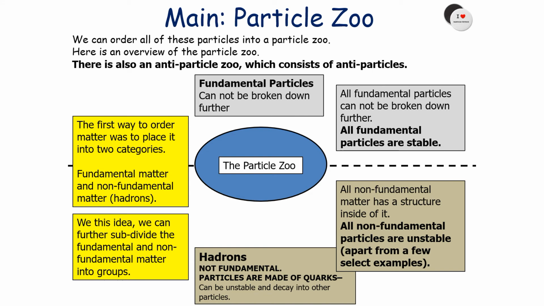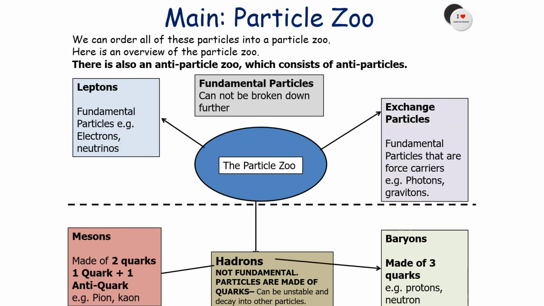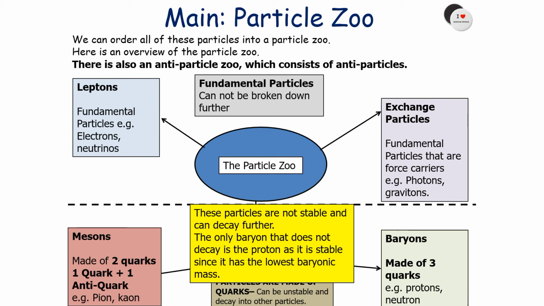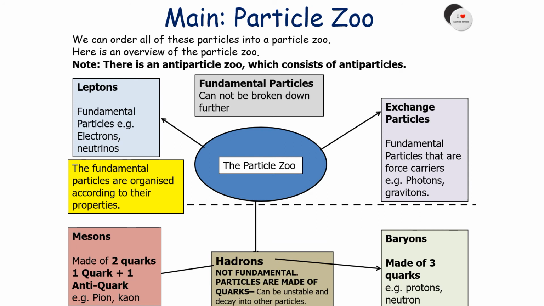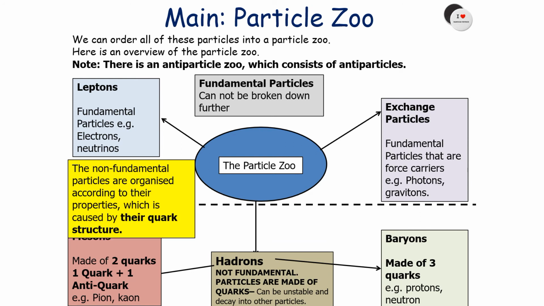We can further subdivide this idea of fundamental and non-fundamental matter into different groups. For our fundamental matter we've got leptons and exchange particles. For hadrons we've got mesons, which are one quark and one antiquark, and baryons, which are three quarks. Your fundamental particles are stable and don't decay, and your hadrons are not stable and can decay further. The only baryon that doesn't decay is the proton, as it's the most stable because it has the lowest baryonic mass. Only hadrons are subject to the strong interaction, and the fundamental particles and non-fundamental particles are organised according to their properties, which for hadrons is caused by their quark structure.